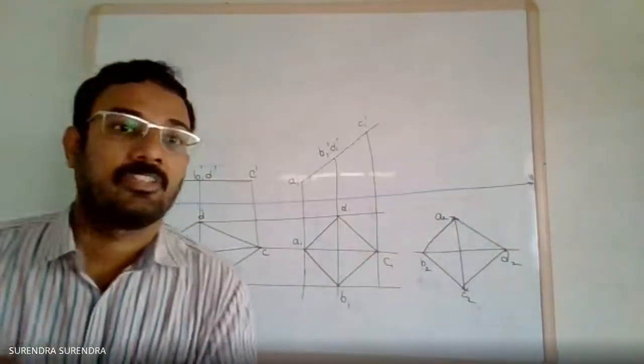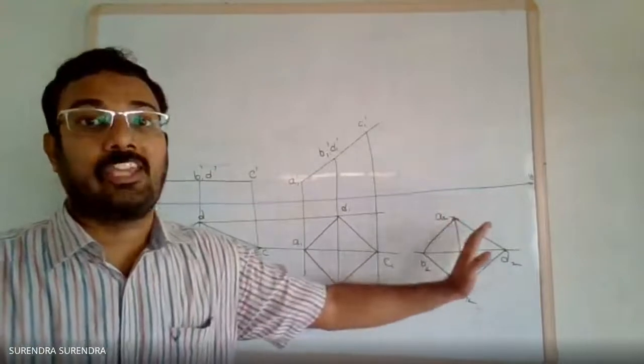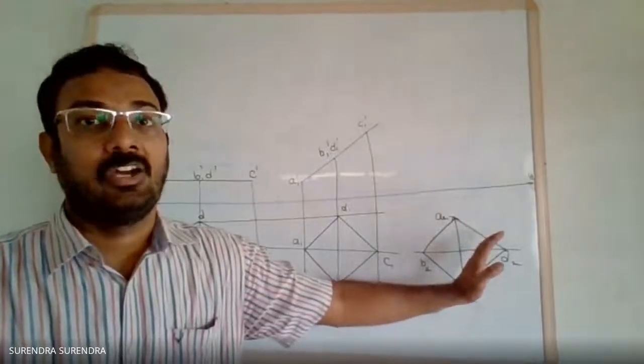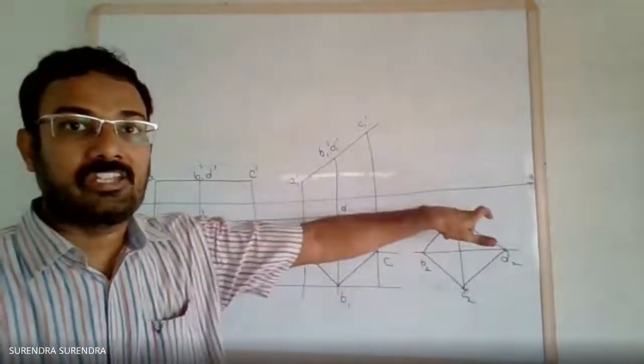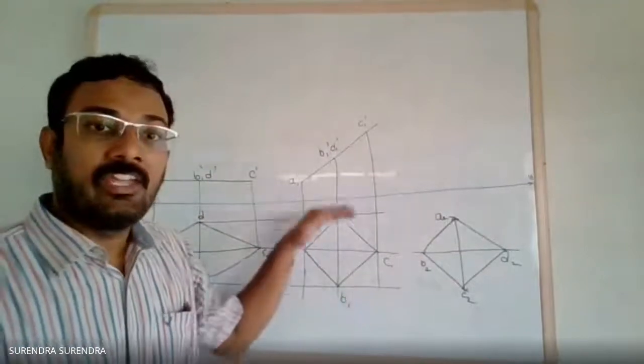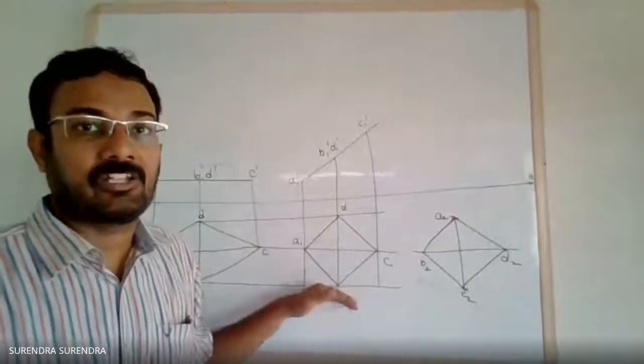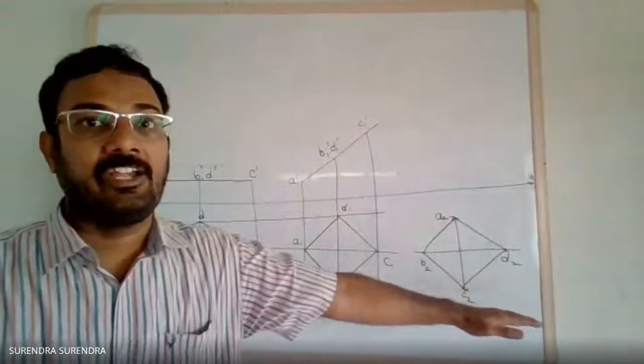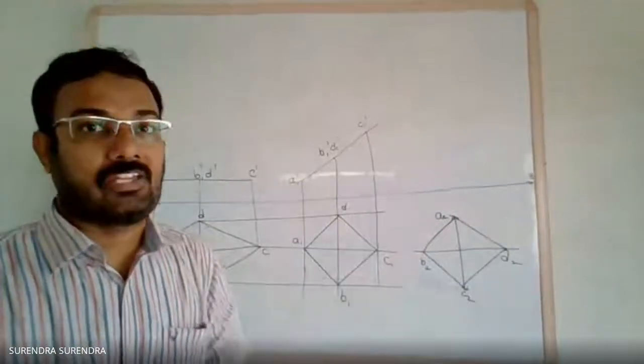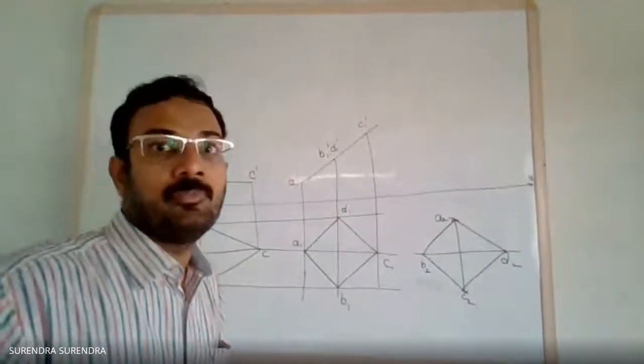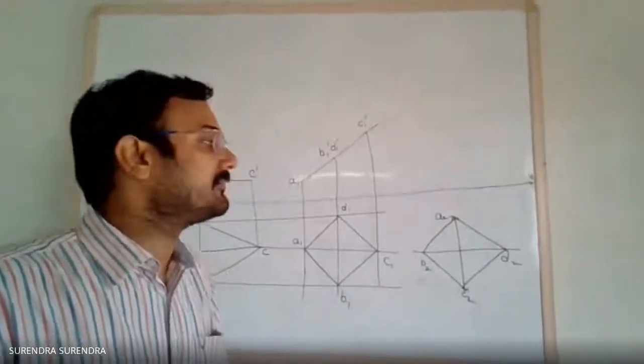Just these two must be of the same shape and size. The only variation is the orientation. In this figure, BD is perpendicular to the XY line, and here BD is parallel to the XY line, meaning BD is parallel to the vertical plane.